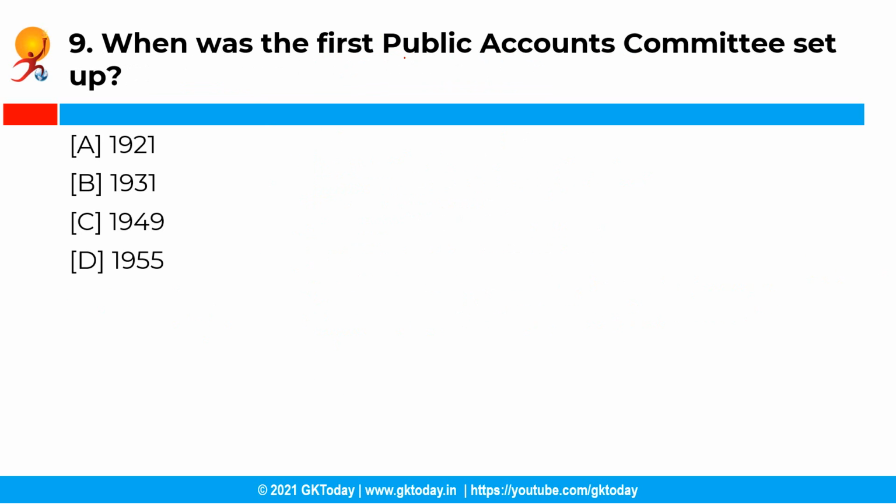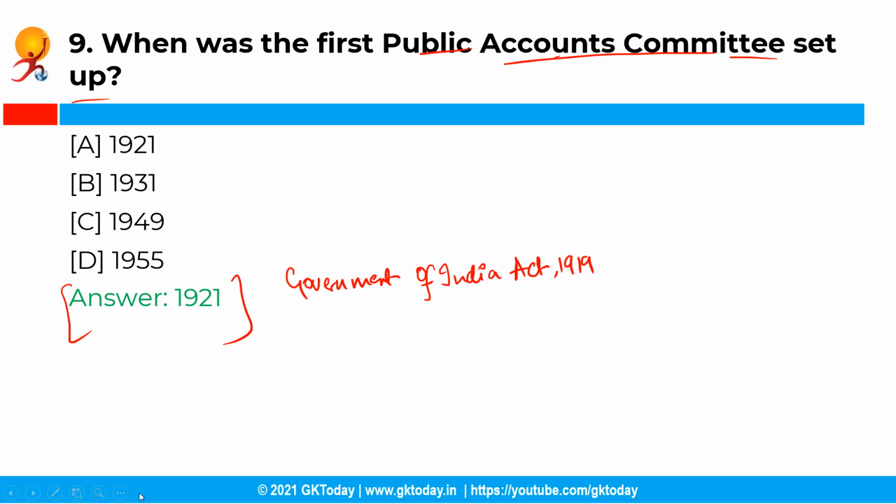Now the next question is, when was the first Public Accounts Committee set up? So you have the following options and the correct answer is option A, that is the year 1921. So the Public Accounts Committee was set up for the first time in the year 1921 under the provision of the Government of India Act 1919 and has since been in existence. So all parties get due representation in it.